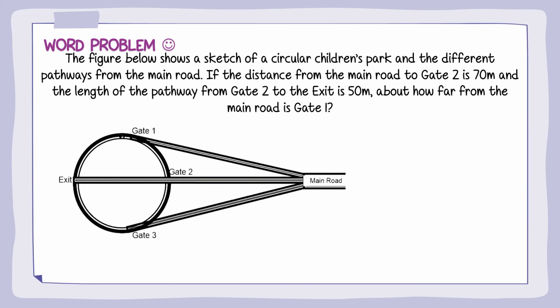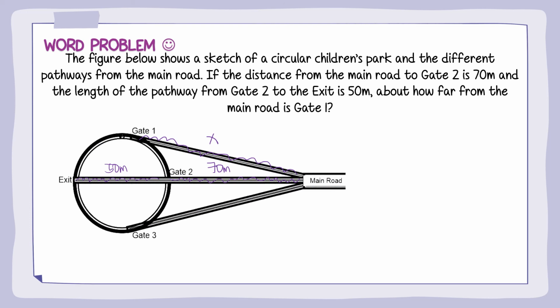The last part, let us try to solve one worded problem. The figure below shows a sketch of a circular children's park and the different pathways from the main road. So, if the distance from the main road to gate 2, so that is from here hanggang gate 2, ay 70 meters, and the distance from gate 2 to exit, ito naman yun, gate 2 papuntang exit ay 50 meters. How far from the main road is gate 1? So, ito naman yun. Main road papuntang gate 1. So, let us denote this as X.